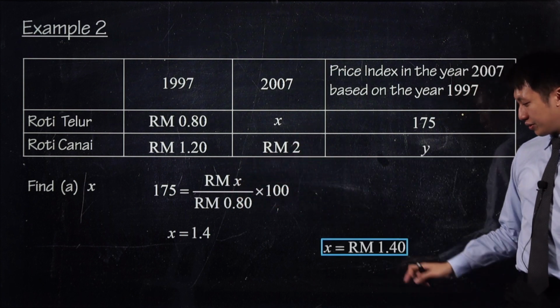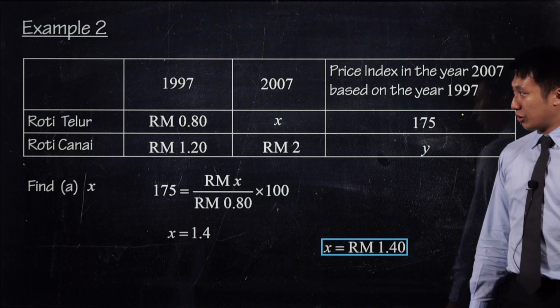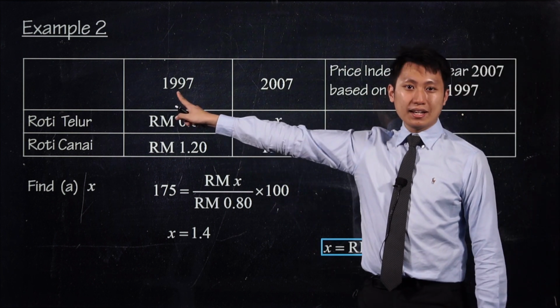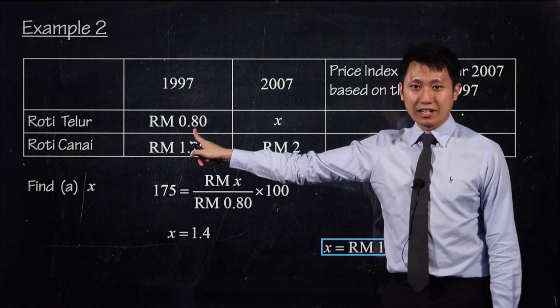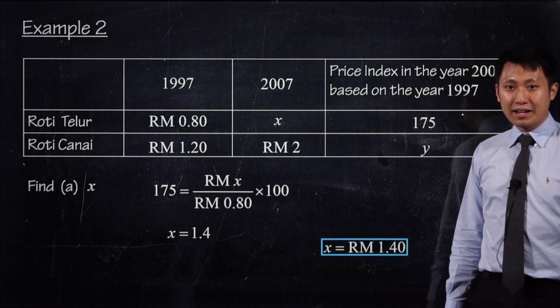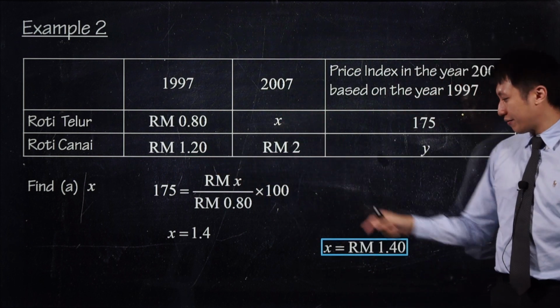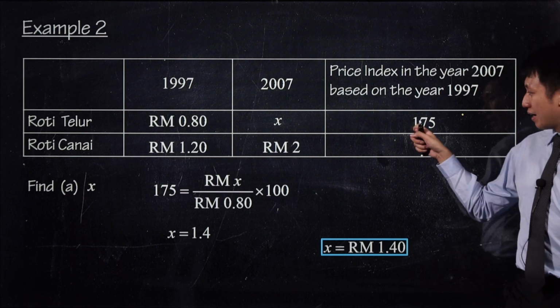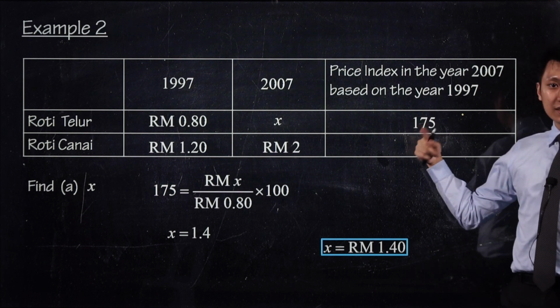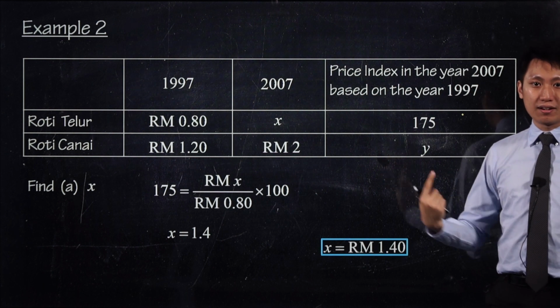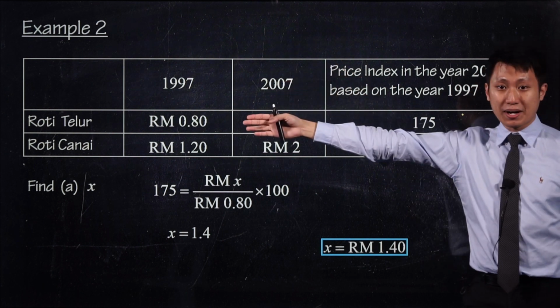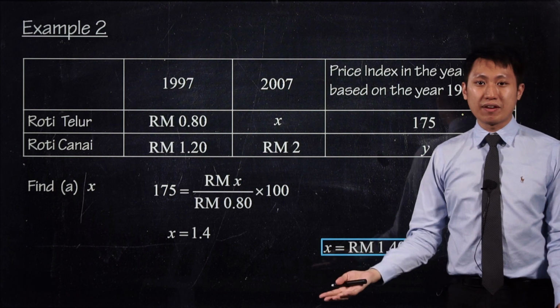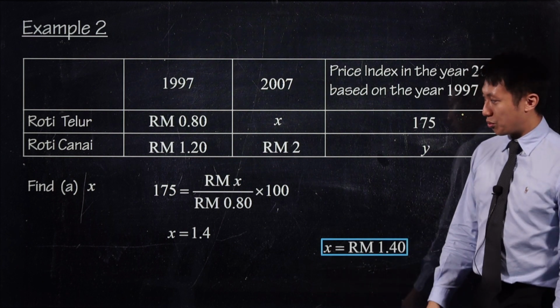Okay, so you get 140. So in 1997, it was 80 cents only, the roti telur. Then now 2007, let's say 2007, it's 140. So the price has increased by this much, 75%. Or compared to the previous price, now the price is 175%. Okay, that's what it means.